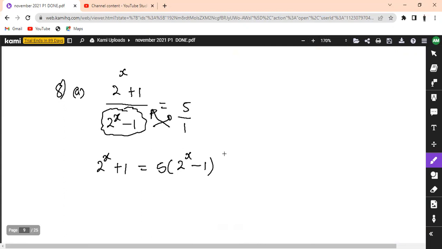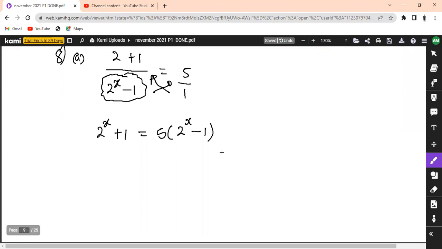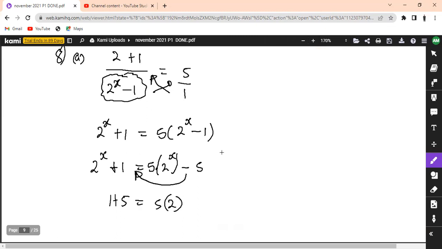Okay. Now what can we do? We can expand further so that we can be able to collect like terms. 2 to the exponent of x plus 1 is equivalent to, here is going to be 5 by 2 to the exponent of x minus 5 times 1, which is 5. Okay, so this is just a multiplication, so you can even put it in a bracket, then collect like terms. Minus 5 to this side is going to be a plus, so it's 1 plus 5, which is equal to 5, 2 to the exponent of x minus 2 to the exponent of x, because this one was a plus. So the moment it crosses the equal sign here, it becomes what? A negative. Okay.